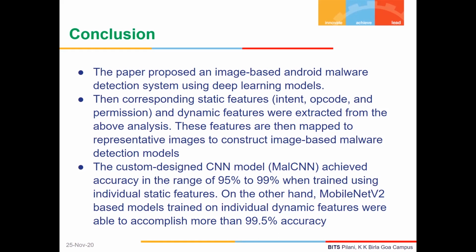On the other hand, MobileNet V2 based models trained on individual dynamic features were able to accomplish more than 99.5% accuracy. Thus, we conclude that image representation of static and dynamic features from Android applications can be accurately used to predict malicious applications with high accuracy. In the future, we are planning to explore the adversarial robustness and the explainability of image-based malware detection models.